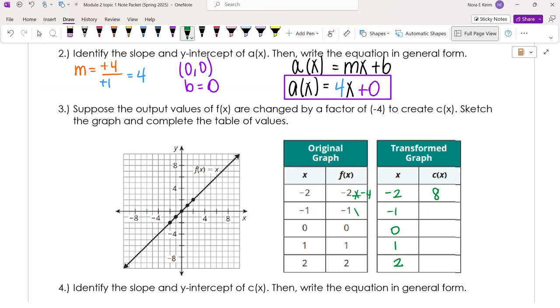So I get 8, 4, 0, negative 4, negative 8. Okay, so let's graph this now. So negative 2, 8, negative 1, 4, 0, 0, 1, negative 4, 2, negative 8.